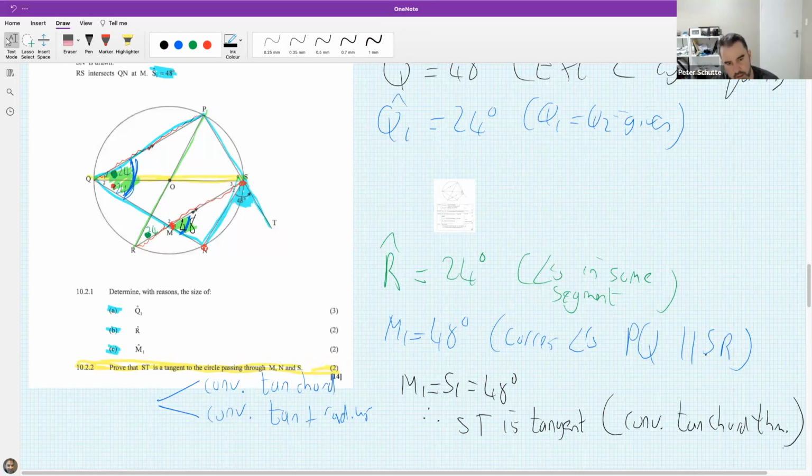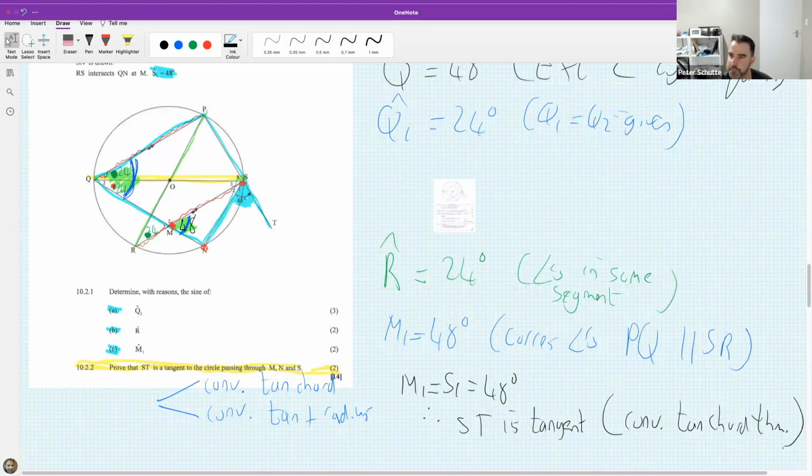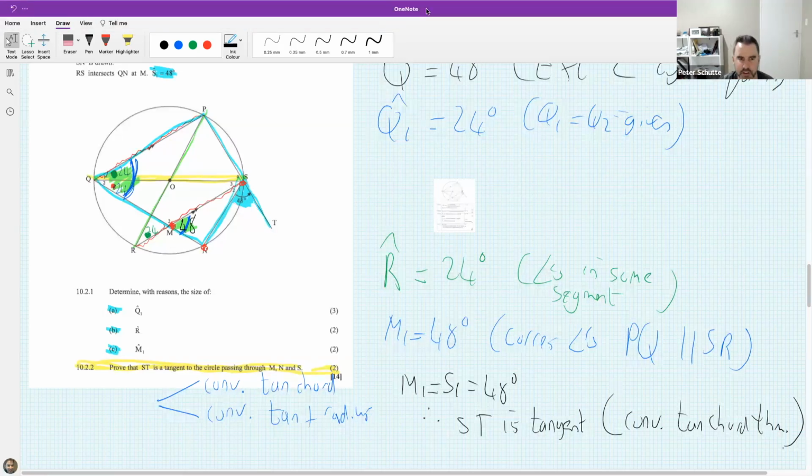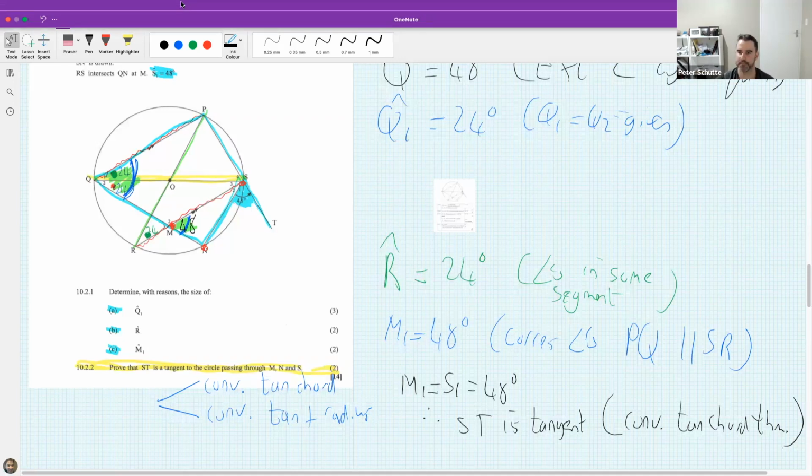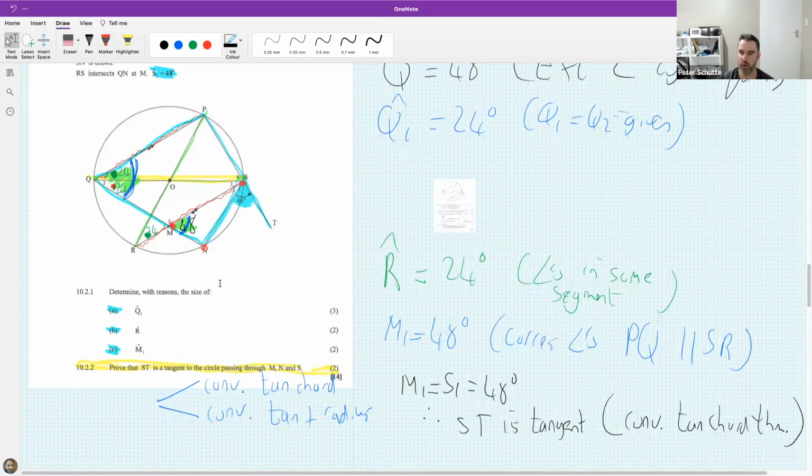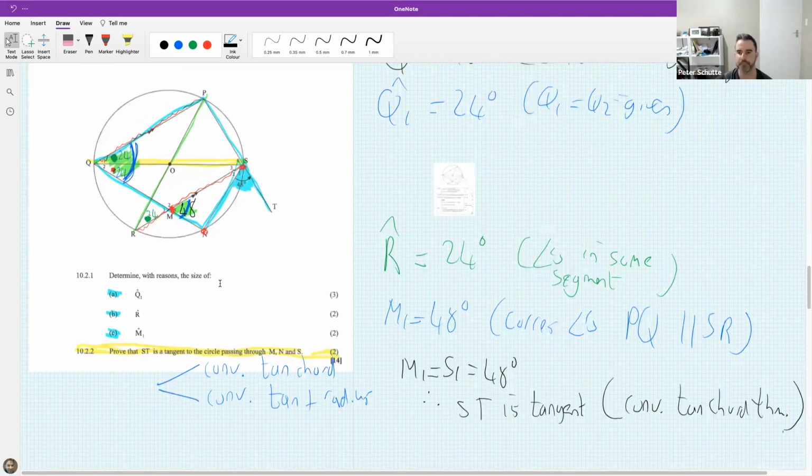So remember that toolkit, that if you have to prove something like a tangent to a cyclic quad, that's what you need to do. Give me a thumbs up if you feel okay with that. Thumbs down if you feel unsure. I think we've got time for one or two more questions. So let's then move on if everybody feels okay.